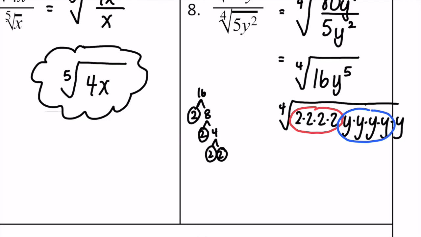And so I'm going to have on the outside the 4th root of 16, or 2 times 2 times 2 times 2, or 2 to the 4th power is 2. And then the 4th root of y to the 4th power is y. And then what I will have left inside is the 4th root of y. And this is as simple as I can make it.